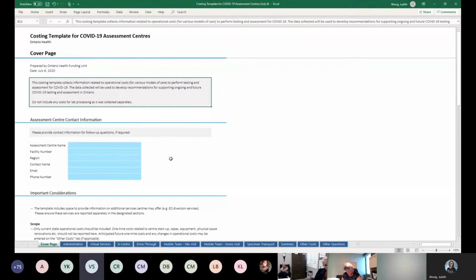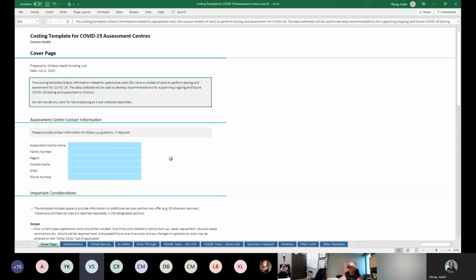Yeah, I think Julia, you touched on it, but right now there are questions that are continually coming up around what it costs to conduct assessment and specimen collection, and what those costs look like depending on the model. And right now there isn't an answer to that question. So the purpose of this exercise is to be able to provide those answers when they're asked, which will then inform future planning.